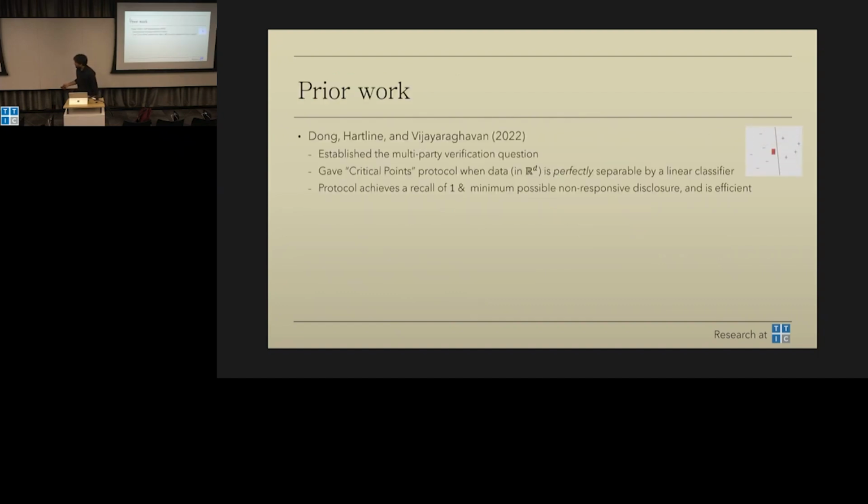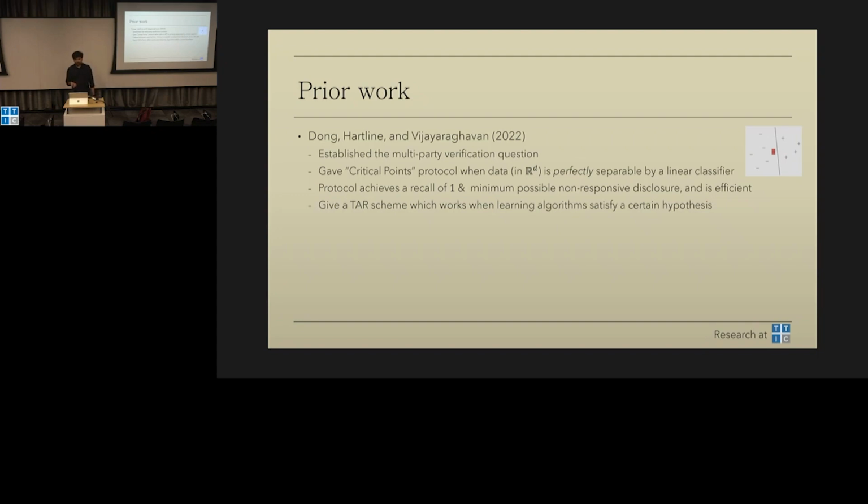So as I said, there was this original paper which started this question, and they gave a critical points protocol when the data is perfectly separable by a linear classifier. And then they also give a TAR scheme based on this protocol, which works as long as the learning algorithm satisfies a certain hypothesis. So for instance, it wouldn't work if you were using something like a perceptron learning algorithm, but it works with SVMs.